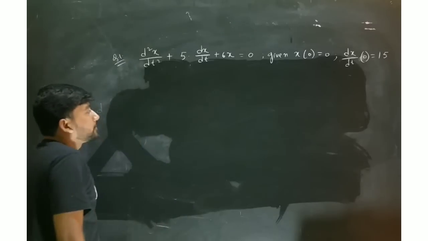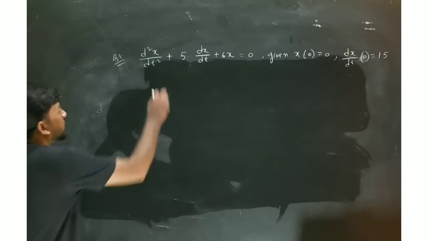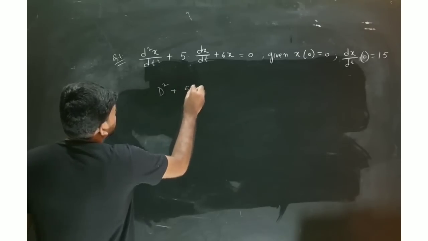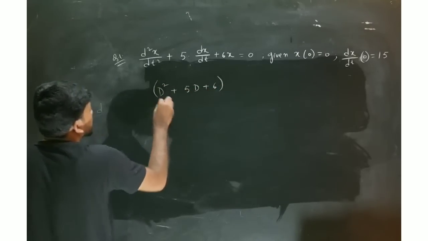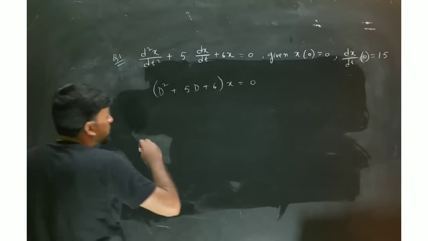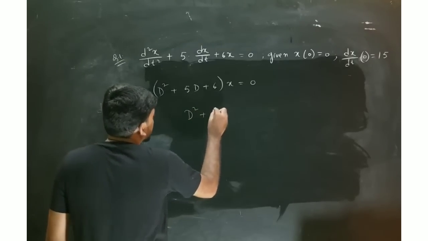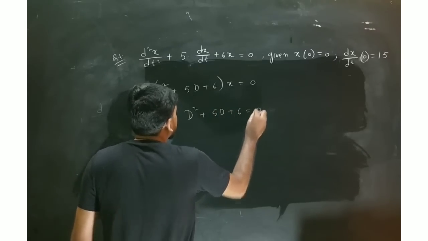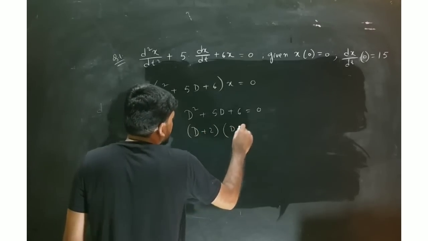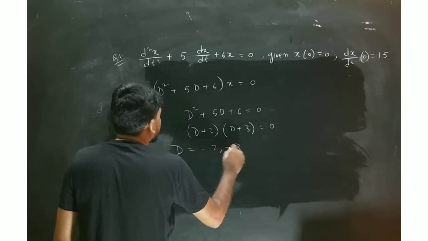So what you have to do? You have to first write this differential equation in the symbolic form. Then what will be the symbolic form? The symbolic form will be simply (D square plus 5D plus 6) into x equal to 0. And as you can find that x not equal to 0, so your auxiliary equation should be D square plus 5D plus 6 equal to 0. So you will have (D plus 2) into (D plus 3) equal to 0. That means D is equal to minus 2 and minus 3.